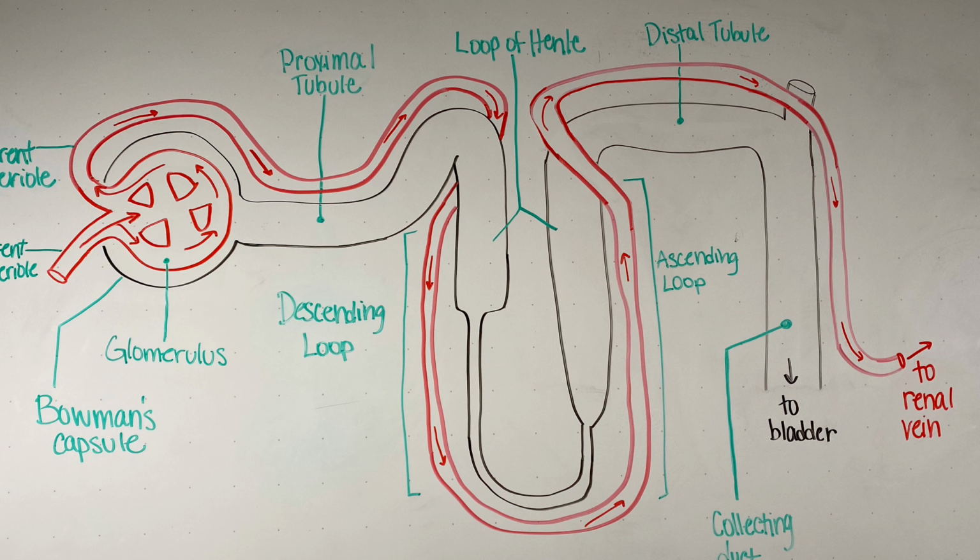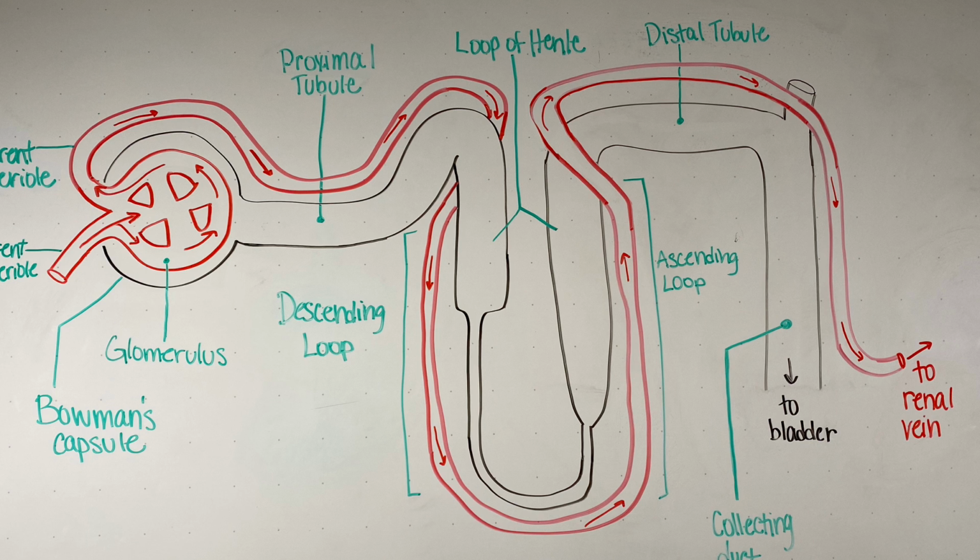Fluid then goes into a hairpin shaped area called the loop of Henle. And the loop of Henle is divided into a descending segment and an ascending segment. Now the ascending segment will actually pass back through the afferent arteriole and efferent arteriole.